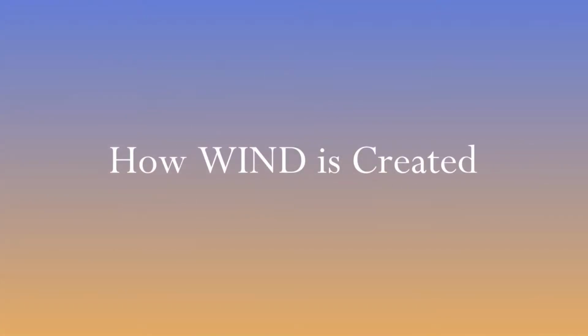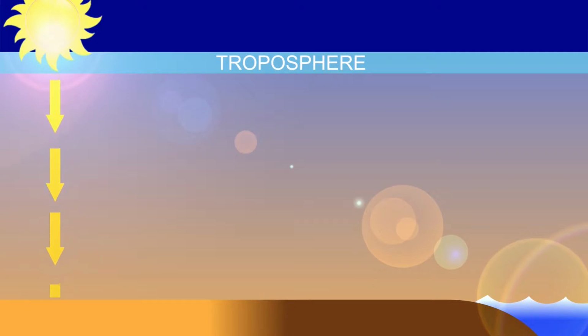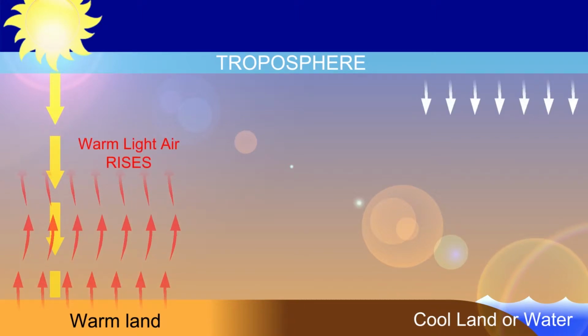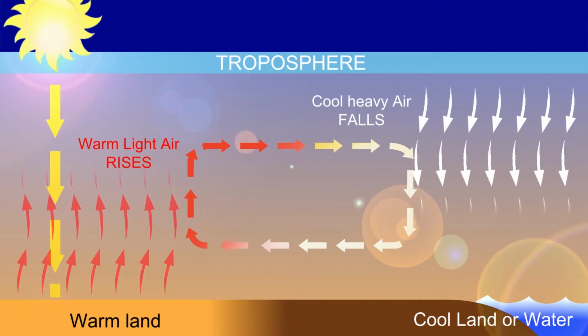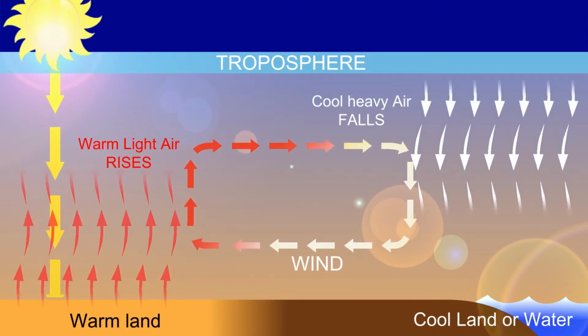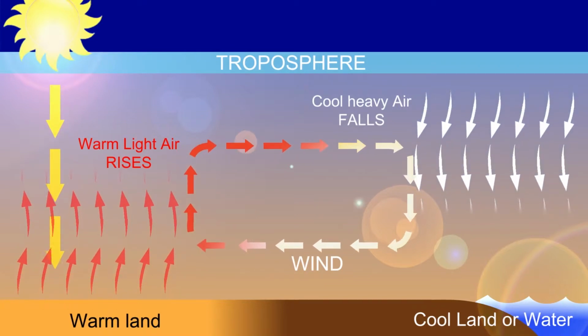How wind is created. Wind is simply air in motion. It is caused by the uneven heating of the Earth's surface by the sun. Because the Earth's surface is made of very different types of land and water, it absorbs the sun's heat at different rates. One example of this uneven heating can be found in the daily wind cycle.